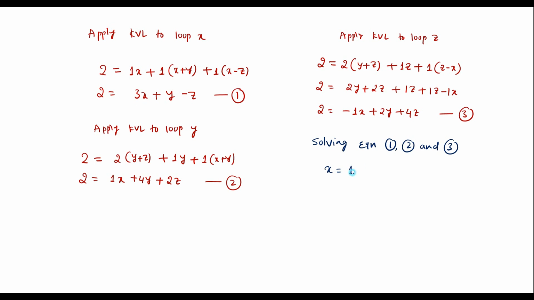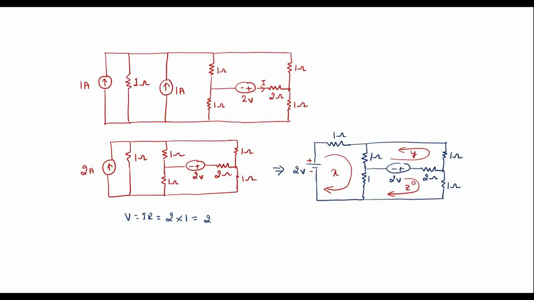X is equal to 1, Y is equal to minus 0.1667, and Z is equal to 0.8333. So we found all 3 loop currents, that is X, Y, Z.